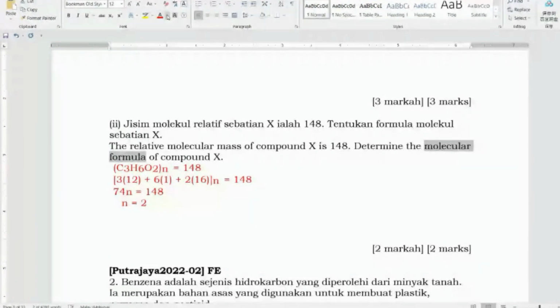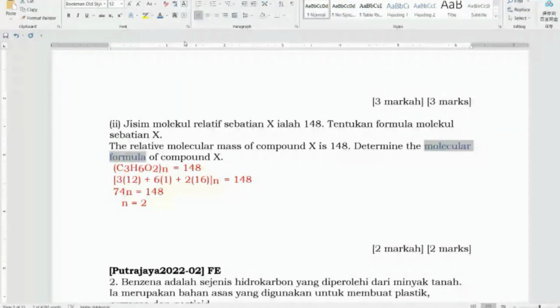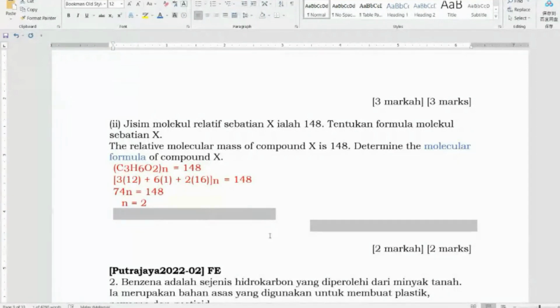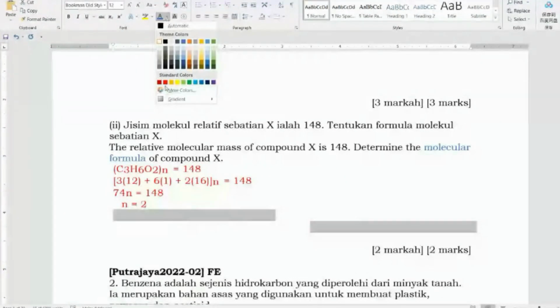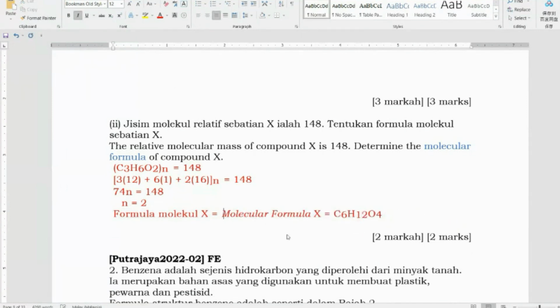So if N is 2, what is the molecular formula? C6, H12, O4. So molecular formula, it should be C6H12O4. Yes, this is the molecular formula.